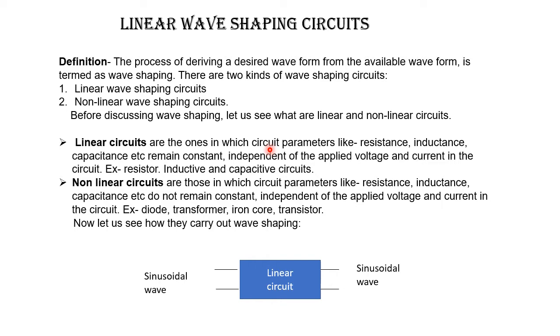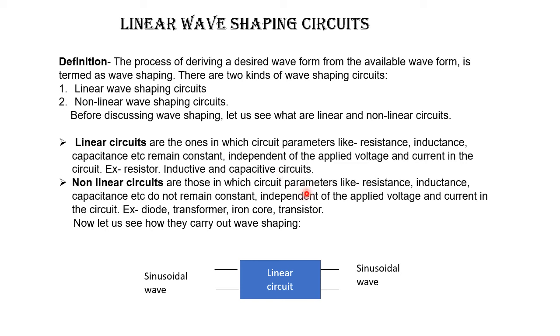The basic property is that if the circuit parameters like resistance, inductance or capacitance in a circuit remain constant, independent of the applied voltage or the current flowing through the circuit, then the circuit behaves as a linear circuit. So a simple resistor or an inductor or a capacitor are examples of linear circuits.